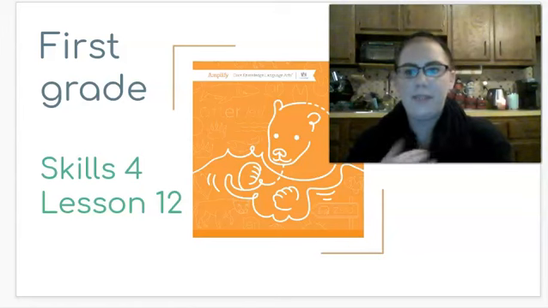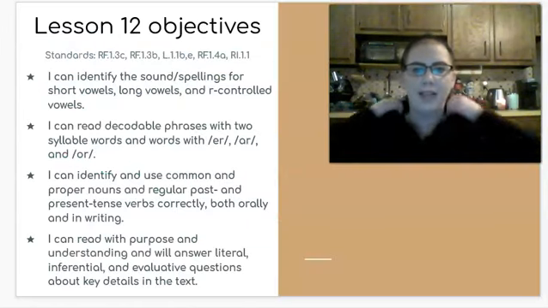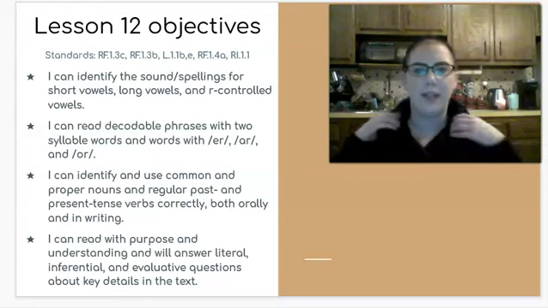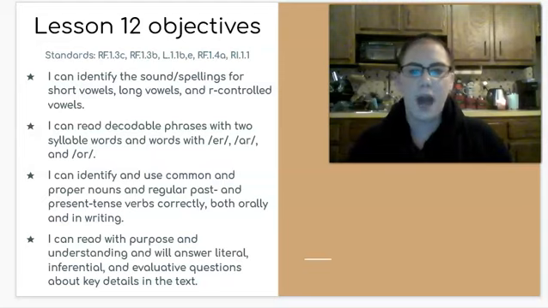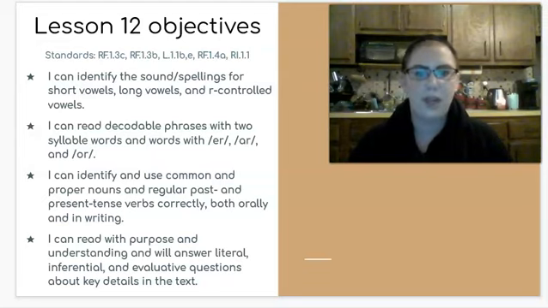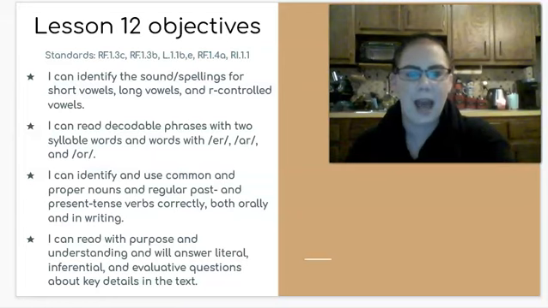Our objectives today are to identify sounds and spellings for short vowels, long vowels, and our controlled vowels, read some decodable phrases, identify and use common and proper nouns and past and present tense verbs, and read with purpose and understanding to answer questions about a text.